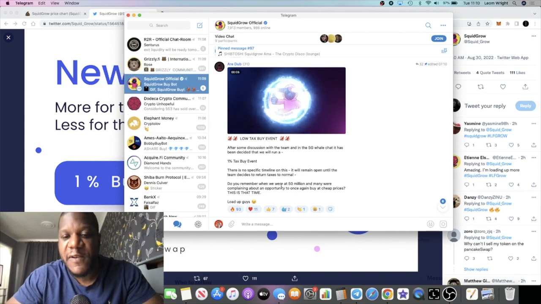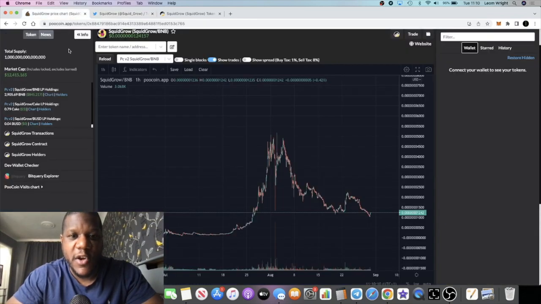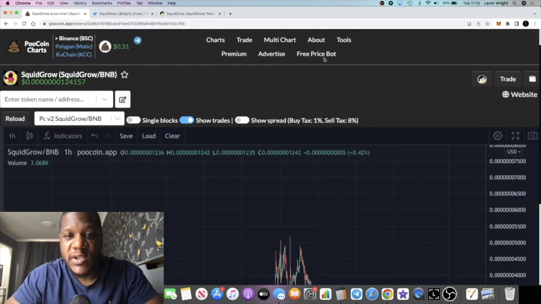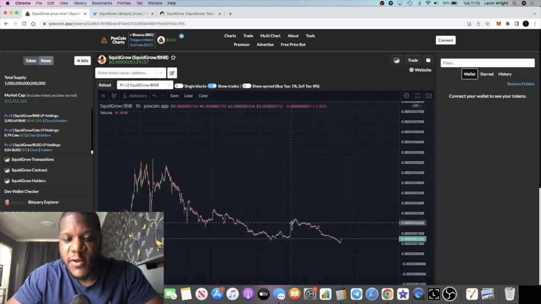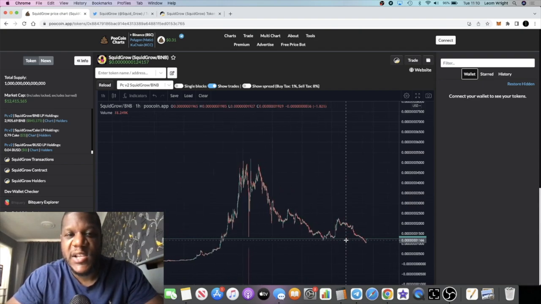Do you remember when we were at 50 million market cap and people were complaining about an opportunity to once again buy at cheap prices? This is that time. So the buy tax is currently 1%. If you know anything about the buy taxes, it's normally 8% to buy, 8% to sell. So the sell tax will remain the same, but the buy tax is 1% for the foreseeable future by the looks of it. And the price is starting to get a little bit of a bounce. Of course, we have had a huge pullback, which is expected. I advise people not to FOMO in on this little mini pump over here. It has completely retraced.